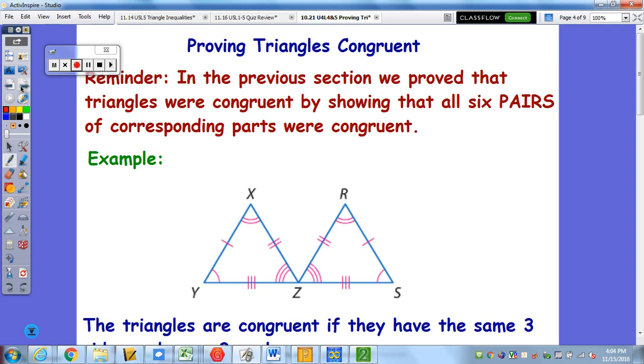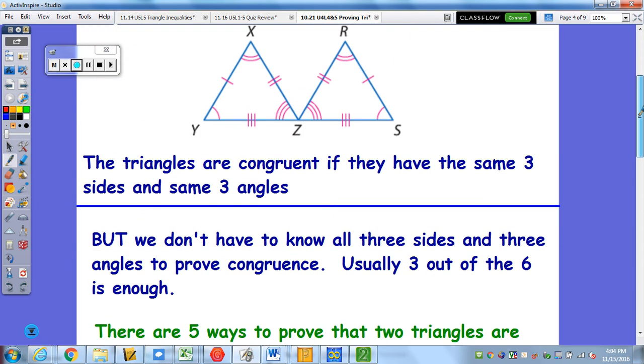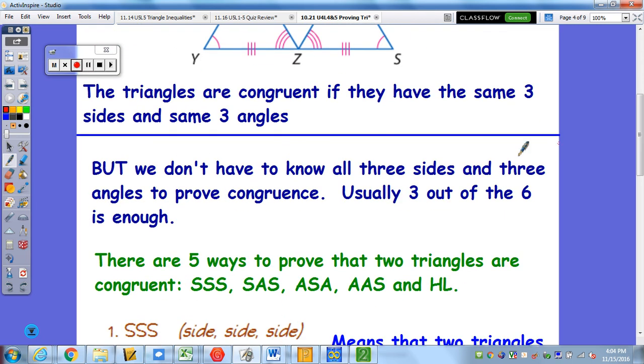So proving this is congruent, we're going to be looking at 5 different ways of being able to prove congruency. Before, when we were looking at triangles to be congruent, we had to see that all 6 pairs, the 3 sides and the 3 angles, were congruent to each other. This time, we're going to be able to prove that triangles are congruent without having to know all of the angles and the sides for them. Usually about 3 out of 6 is going to be enough. There's 5 ways to prove that the triangles are congruent to each other.